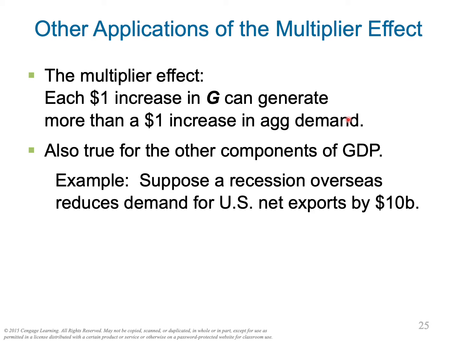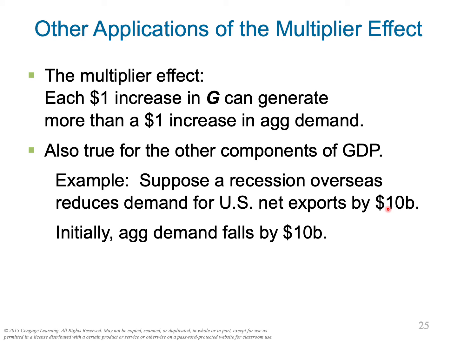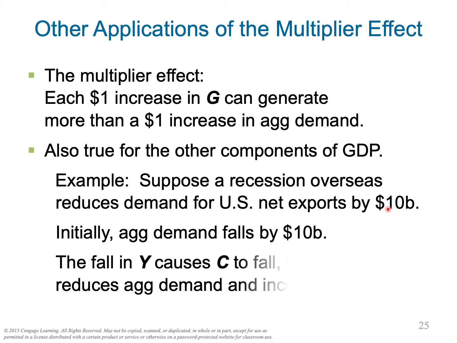So suppose that, for example, there's a recession in some other country overseas, and that reduces the demand for US net exports by $10 billion. Initially, as a result of that first shock, aggregate demand falls by 10 billion. Well, this causes GDP to fall, which causes consumption to fall, and so aggregate demand and income fall even further. Okay?